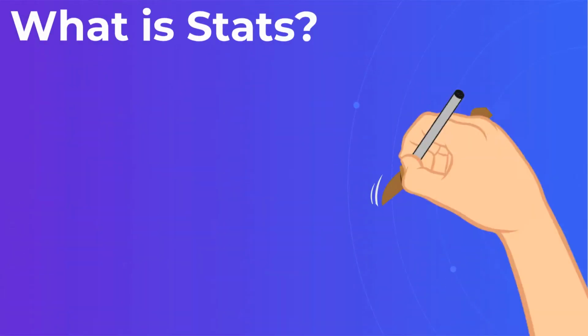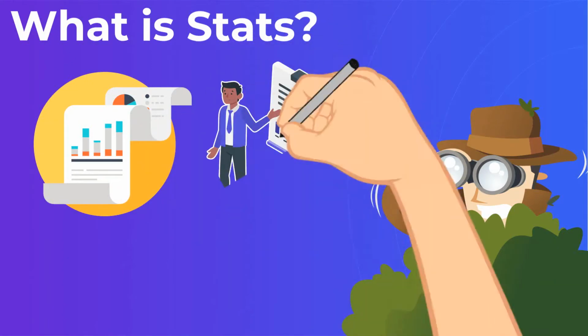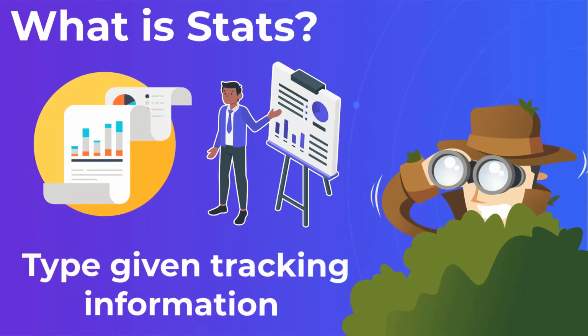What is state? This is a data type that tracks information. State must be initialized in the constructor. State is changeable and we can change it inside the component.